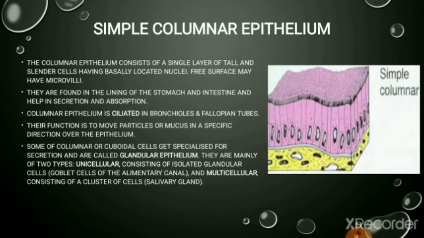These glands are mainly of two types, that is unicellular glands and multicellular glands. The unicellular gland consists of isolated glandular cells like goblet cells, which are present in the alimentary canal, and the salivary glands, where the cells are found in clusters or bunches of cells.